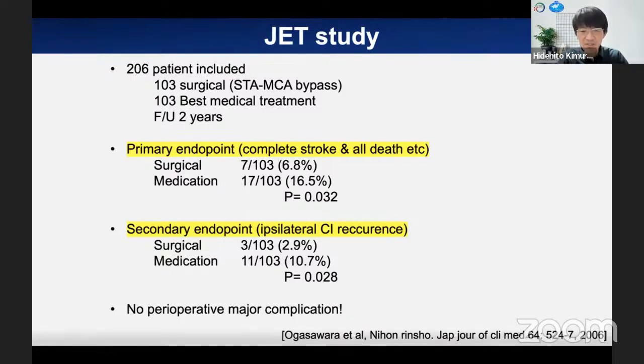So if the patients can be selected appropriately, this surgery can be justified, and you should perform it to avoid deterioration. What is important is no perioperative major complication. Okay, no perioperative major complication. You should perform the bypass successfully and within a short clamping time. Very important.